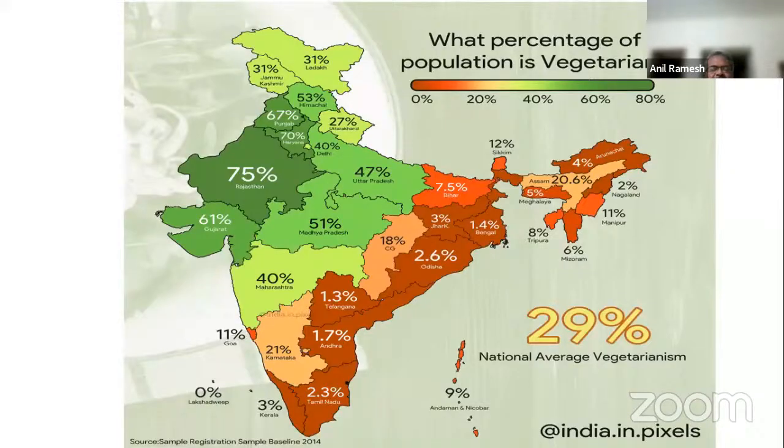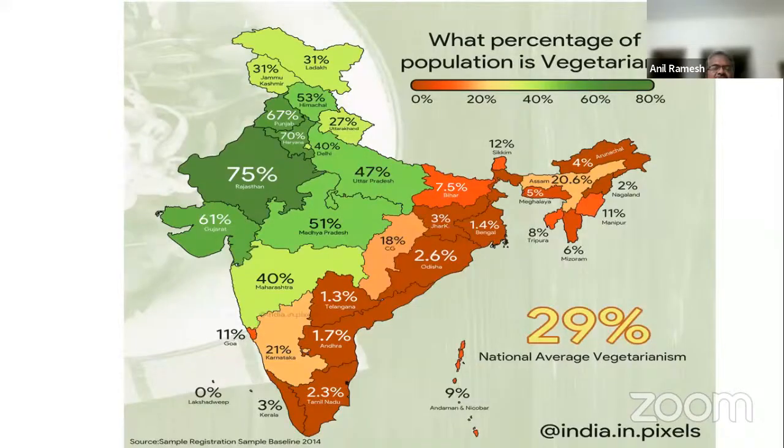But again, you should be cautious that when you say coastal states, the coastal state of Karnataka, even though it has got a beautiful coast, is 21% vegetarian. And if you look at Maharashtra, even though it has got a huge coastline, it has got 40% vegetarian, and 61% in Gujarat, which is actually shocking in the sense that even though there is prohibition, even though Gujaratis are known for their love for vegetarianism, it is 40% non-veg.